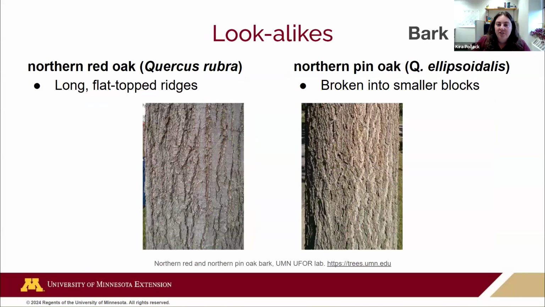So the most common misidentification for northern red oak is northern pin oak, which is made more complicated because they can hybridize. To distinguish between the two, we're going to look at the bark, leaves, and acorns. Northern red oak, which again is the first picture, the one on the left, has longer uninterrupted ridges, and northern pin oak bark is broken into smaller, blockier ridges.